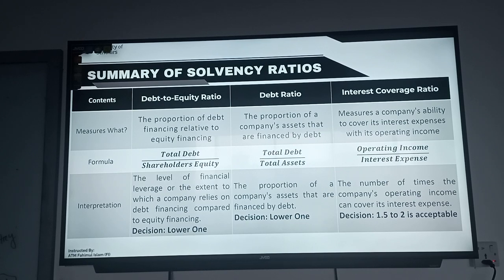Moving on to the interest coverage ratio, which measures a company's ability to cover its interest expenses with its operating income. It provides insights into the company's ability to meet its interest obligations and indicates its financial health and capacity to service its debts. The ratio indicates the number of times the company's operating income can cover its interest expense.